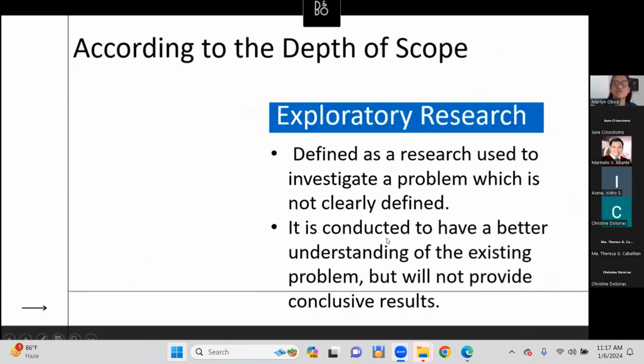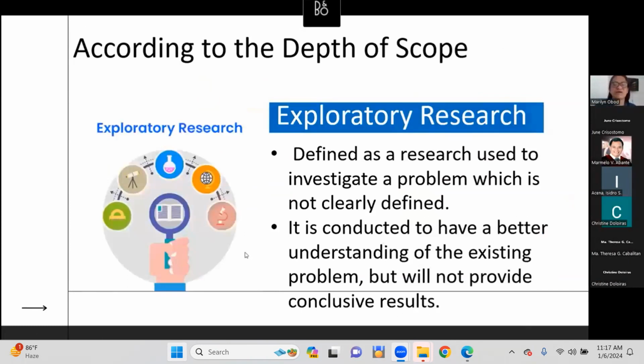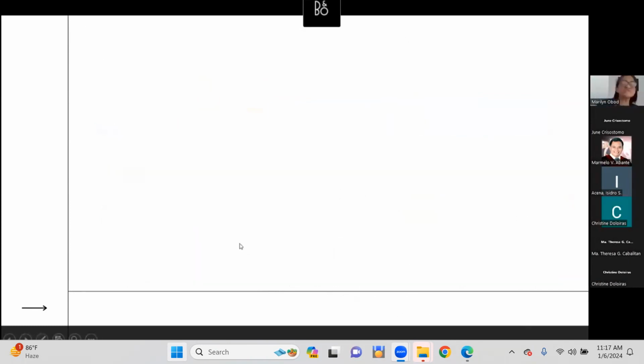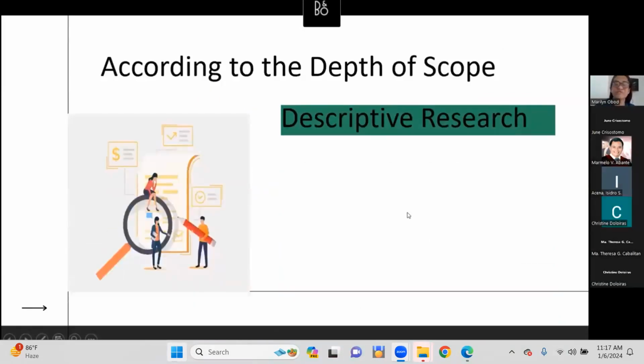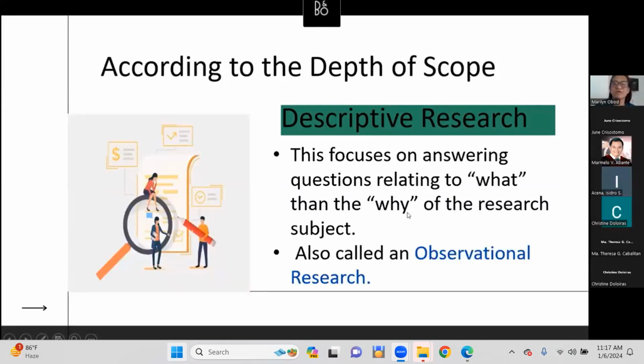Okay? According to the exploratory, ito naman iba. Okay po? So, wag na pala kayo magano. I can send this, Doc Melo, I can send the PowerPoint presentation if needed. Okay po? Alright. According to the scope, descriptive research, yung sinasabi ko kanina, non-experimental to. Okay? Kasi di ba kanina dun sa non-experimental may nakalagay na nag-observe, di ba?